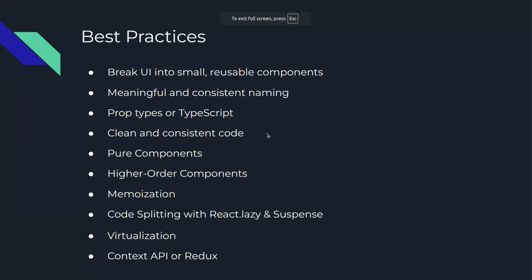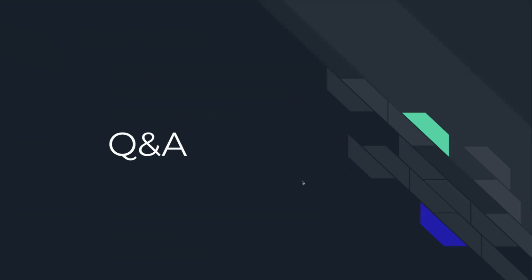And then higher order components. Higher order components means we can write a method that takes a component as a parameter and returns a new component, adding something or returning a new component. Those are called higher order components. And then memoization. Memoization is another technique we use.